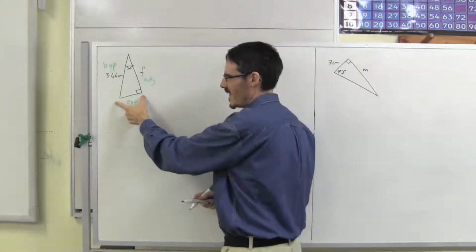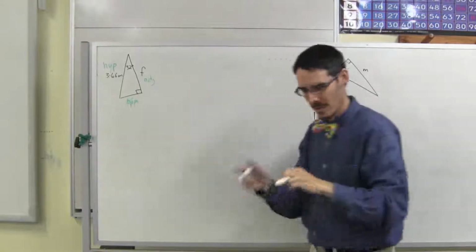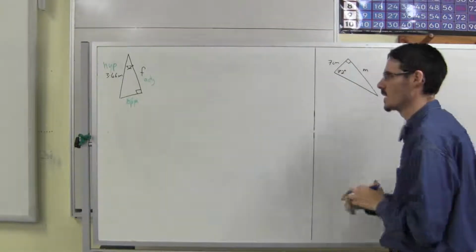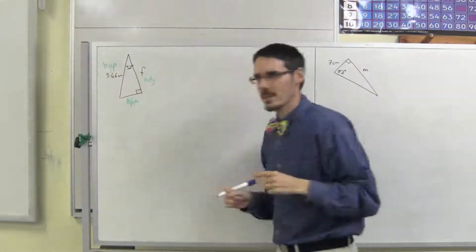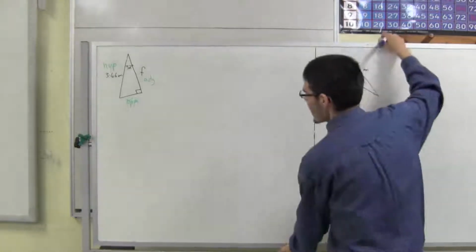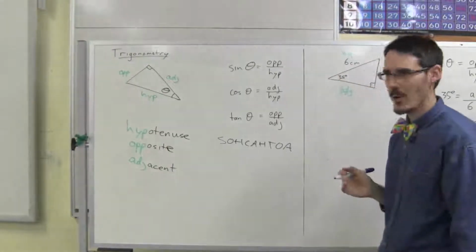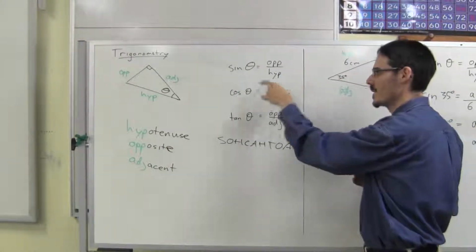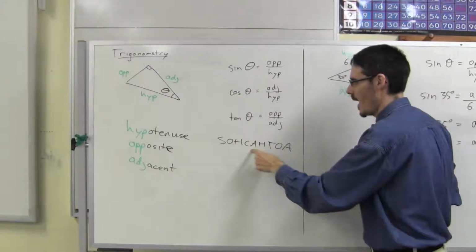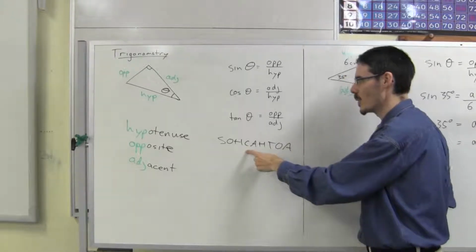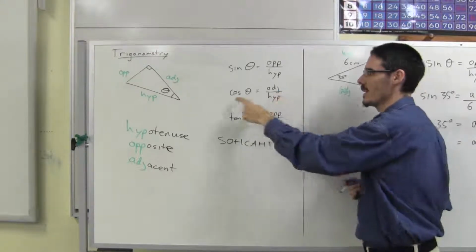In fact, I don't even care about this side, do I? So I can ignore that. Which sides have I got? I've got adjacent and hypotenuse. So which of my three trig ratios do I want? Adjacent and hypotenuse. Here, cosine. You need to think through either SOHCAHTOA, or you can say A and H together, always hide. Can't always hide. Cos.